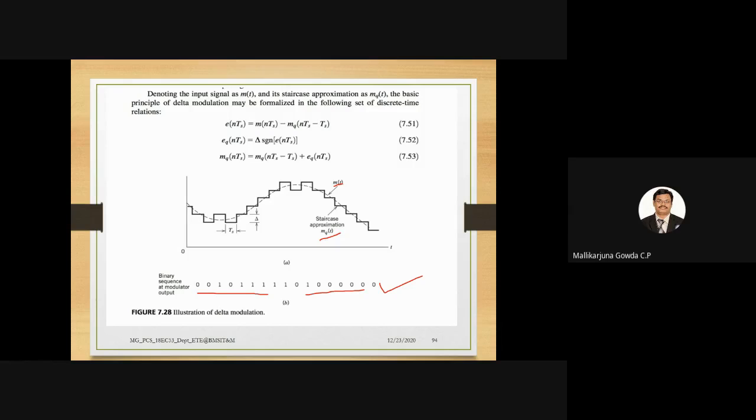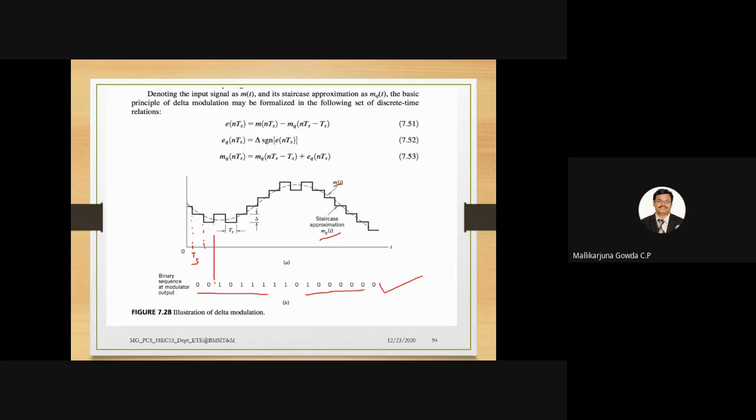Here, the dashed line is my original message signal, and the staircase is the approximation signal. To begin with, I take this as Ts. I am sampling it at Ts, 2Ts, 3Ts and so on. So first one is Ts. I hope you will be able to understand. Next is 2Ts. The next point is 3Ts, then 4Ts and so on.